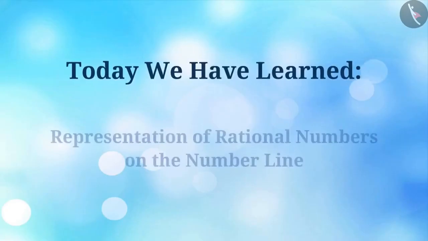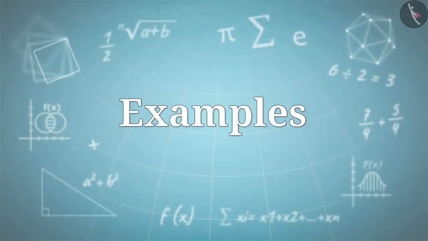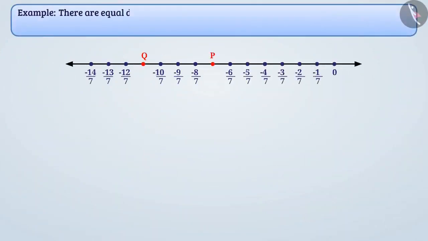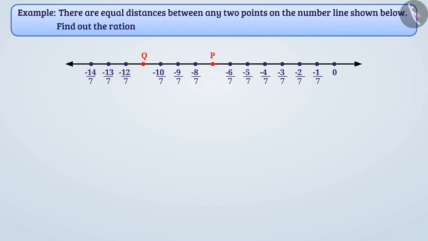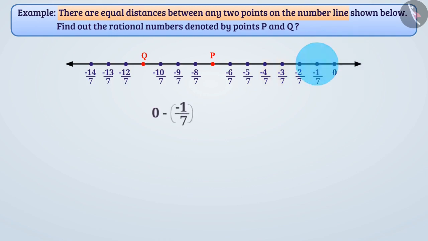Today we have learned the representation. There are equal distances between any two points on the number line shown below. Find out the rational numbers denoted by points P and Q. To find this distance, we will subtract the number to the left of it from a number. For example, here 0 minus -1 by 7 is equal to 1 by 7. That is, the distance between 0 and -1 by 7 is 1 by 7 units.